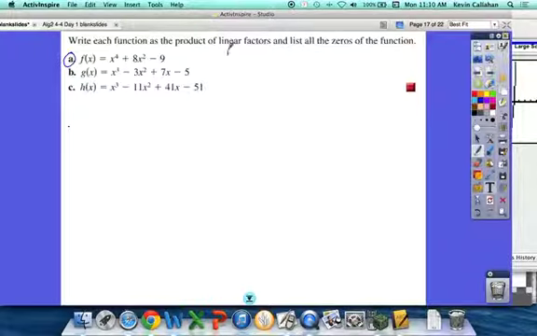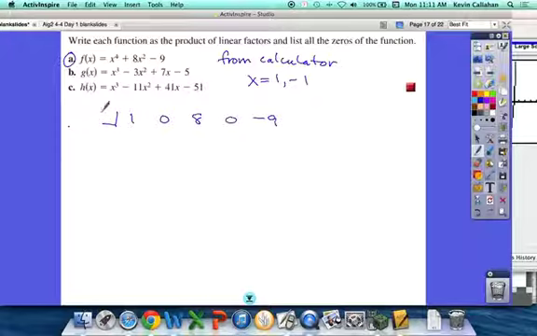From the calculator, x equals 1, x equals -1. What are the coefficients I'm going to write down? 1, 0, 8, 0, -9, right? Now I'll do the 1 first. 1 times 1 is 1. 1 times 1 is 1. 1 times 9 is 9. 1 times 9 is 9, 0.